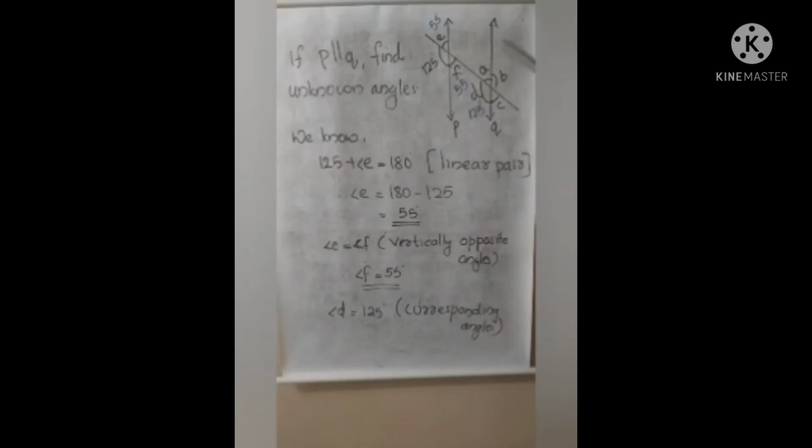Now how can we find the value of A? What is the relation between F and A? When you observe the figure, F and A are alternate interior angles, isn't it? Alternate interior angles are equal, and we got the value of F as 55. So A is also 55. Now what is the relation between A and C? Again vertically opposite angles. So if A is 55, C is also 55.